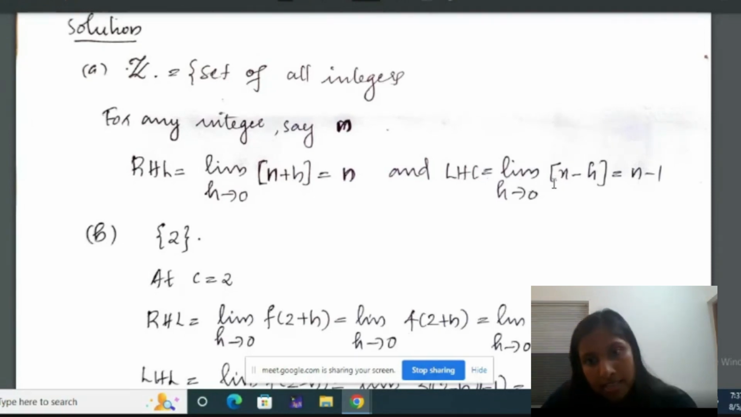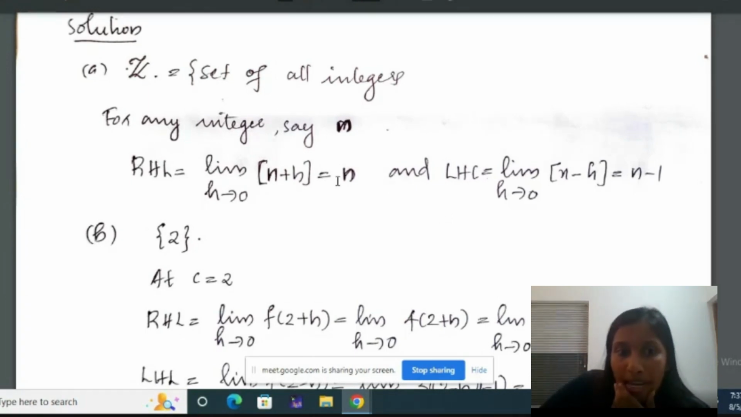Coming to LHL, limit h tends to 0, n minus h. The greatest integer less than or equal to n minus h, where h is a small value, will be n minus 1. So the right hand limit and left hand limit do not coincide. So the function's limit does not exist.